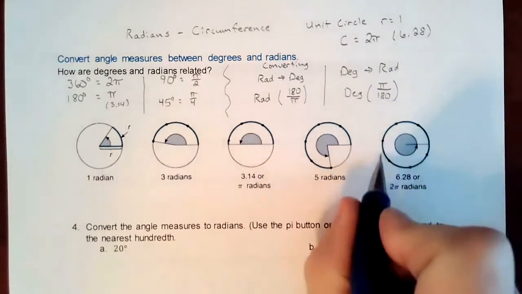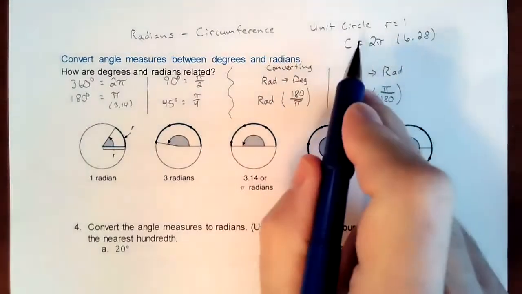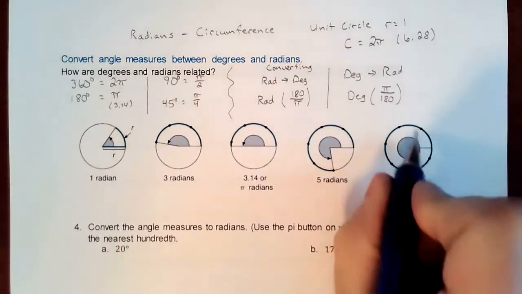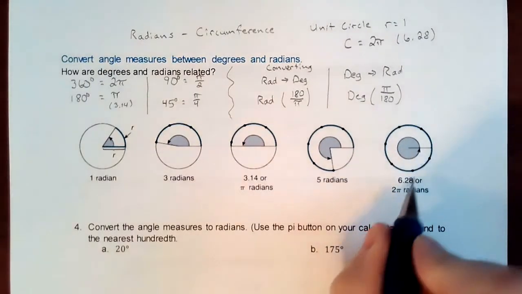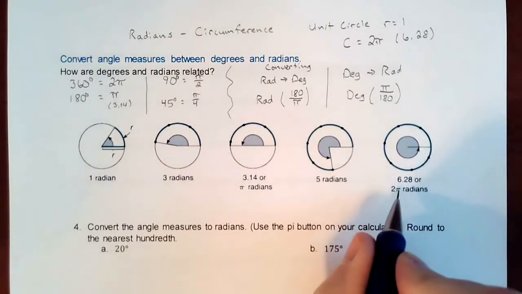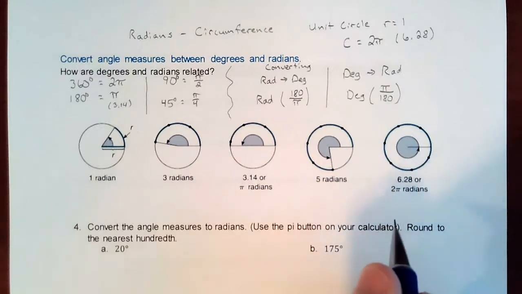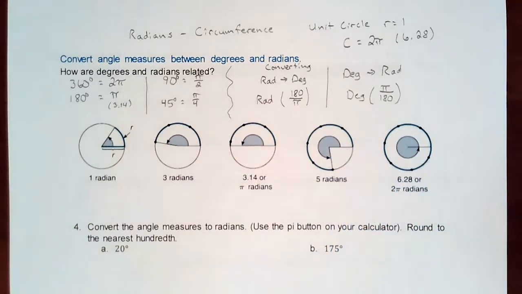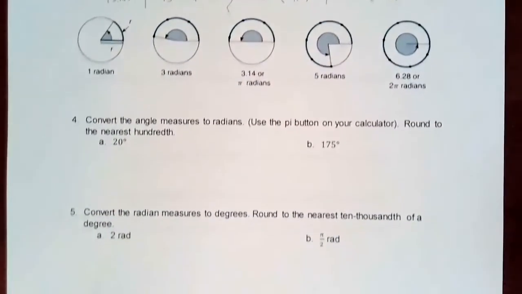And then if you were to go all the way around the circle, which is 2 pi, which is 6.28, that would be 6.28 radians to go all the way around. All right, or 2 pi. So that's the decimal version. That's the pi version. Okay, so let's take a couple of these and convert.